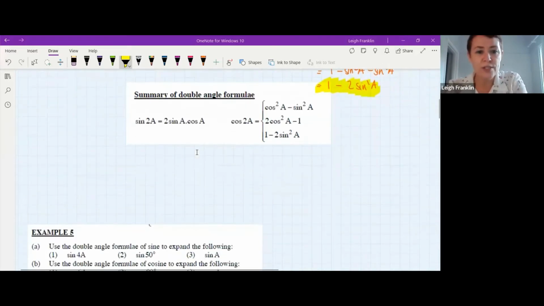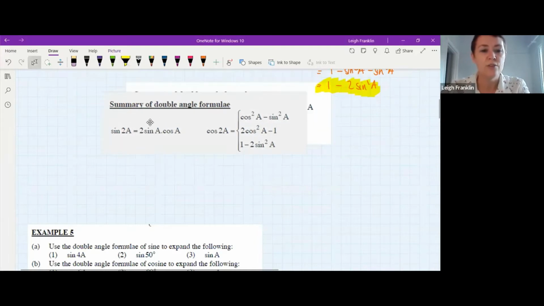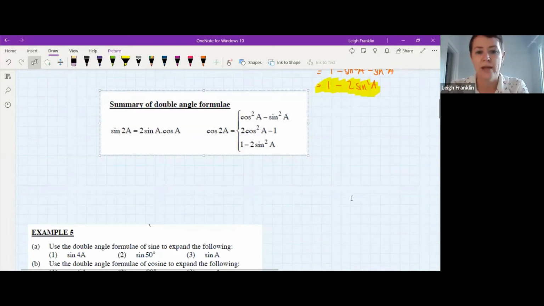All right, so here's just a summary of the double angle formulae. Sine 2A is 2 sine A cos A, and cos 2A can be written in 1 of 3 ways: cos squared A minus sine squared A, or 2 cos squared A minus 1, or 1 minus 2 sine squared A. Okay, nobody will ask you how to derive those, but I think it's nice to know where things come from instead of just being told, oh, this is equal to this, and you just accept it and move on. So that's why I wanted to explain that to you.